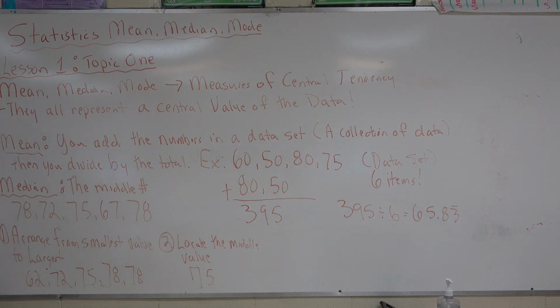So the second item is median. Median is the middle number. In a data set, it's the middle number when the numbers are written in numerical order. We'll talk about that soon when I show the example here, which is straight from your notes.